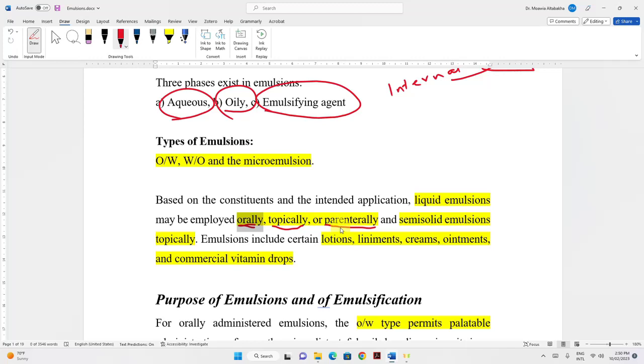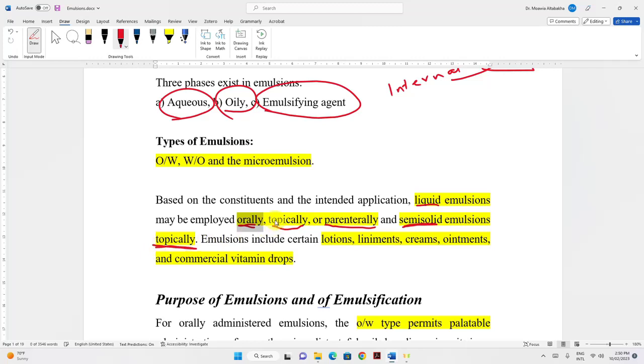Now, some emulsions are in semi-solid form, because most emulsions are liquid, but we also have many emulsions in the semi-solid form, and we call them creams. Emulsions in the semi-solid form, we call them creams, and they are usually applied topically.